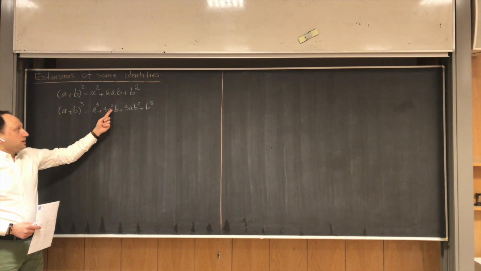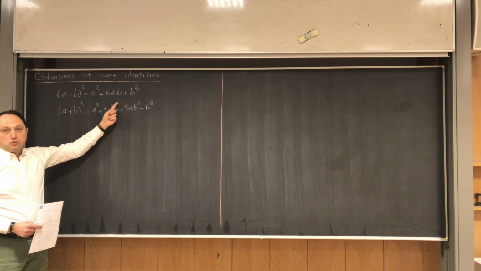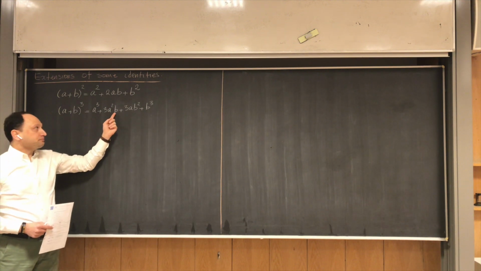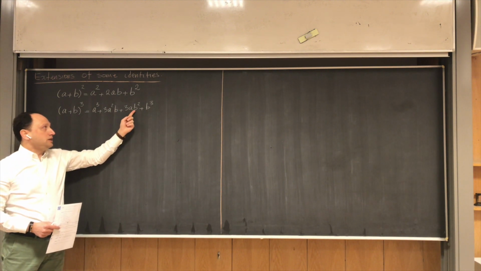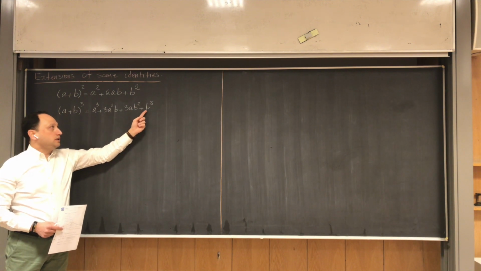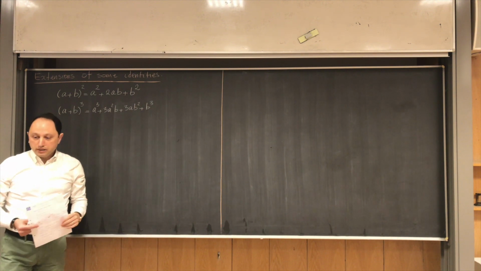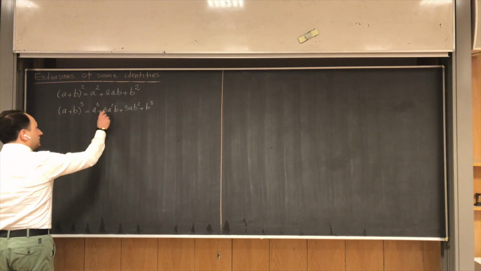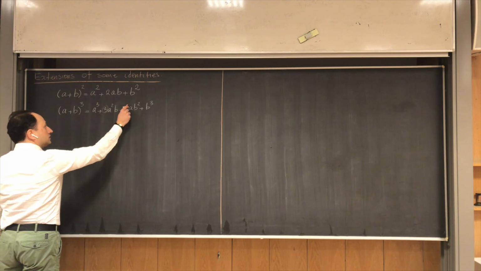The next step, the exponent of B is increased by 1. It is B to the power of 1 now. And then the exponent of B is increasing again by 1 unit, B to the 2. And the next one is B to the 3. So what is not easy to calculate are these coefficients.